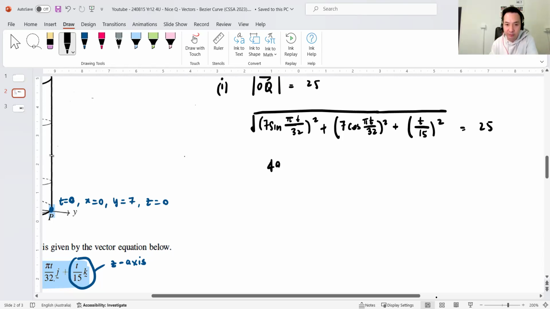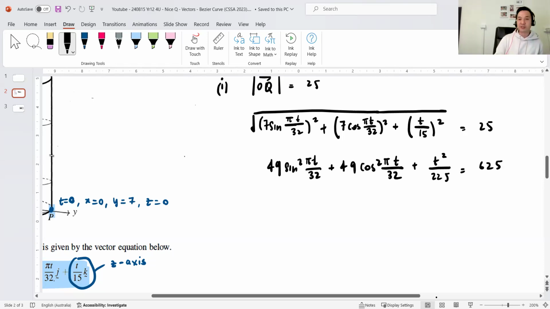So that's 49 sine squared. Now that's nice because I know that if it's sine squared, I'm going to be adding with the same coefficient of cos squared, which means that the cos and sine go away, so 32. So that's not really neat, but plus t squared on 15 squared, which is 225, equals 25 squared, which is 625, right? Yeah, so far so good. So just to be clear there, this guy and this guy together go away, because sine squared and cos squared goes away with the identity sine squared plus cos squared is 1.